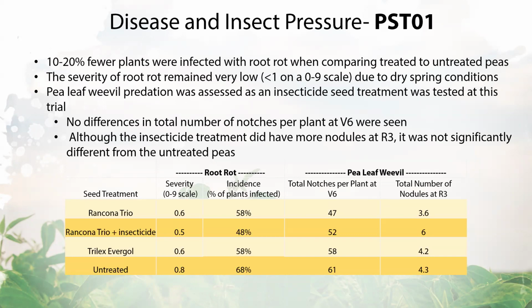When we looked at the pea leaf weevil predation, we saw no difference in total number of those notches per plant between treated and untreated plots. We also looked at nodule predation at this trial, and we did see that the insecticide-treated plots had more nodules, but once the stats were run on the data, we determined that there was no significant difference between treated and untreated plots.